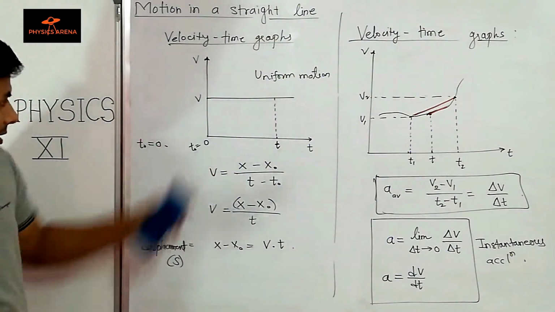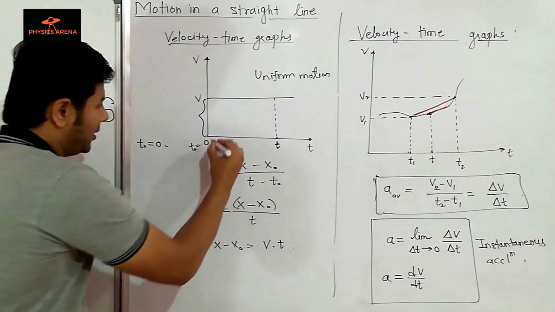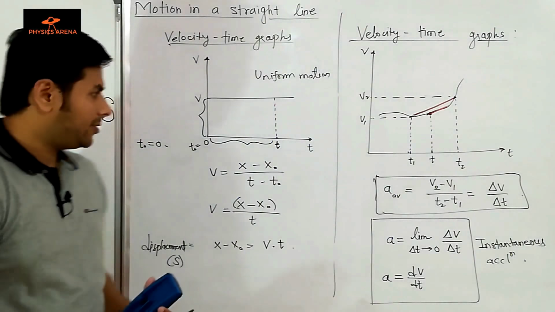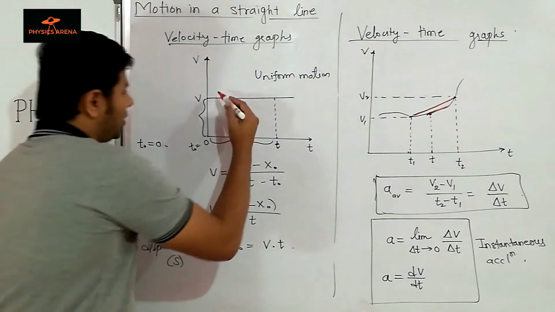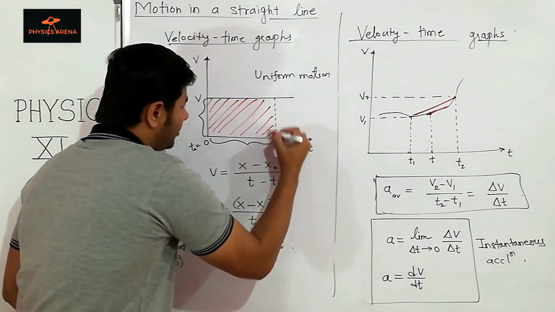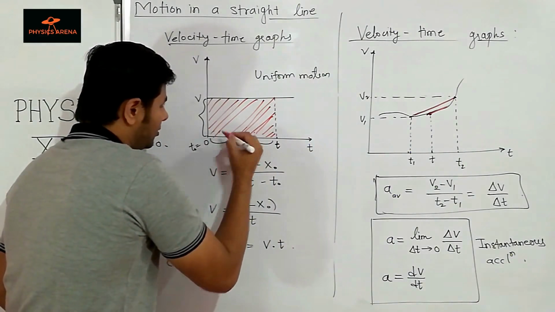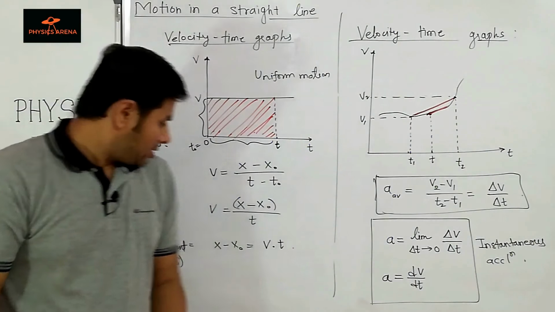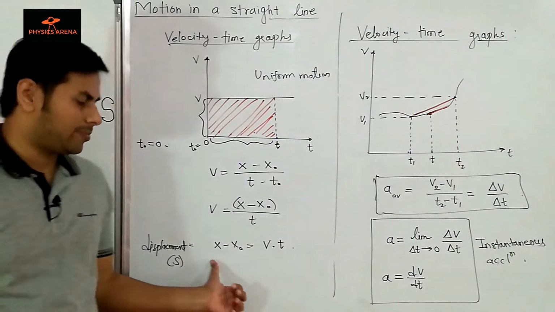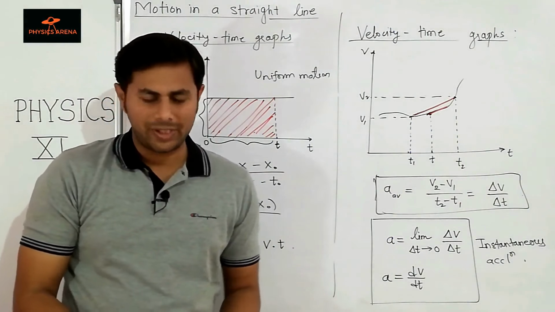You have to observe here that v is this side and t is this side. So what will be v multiplied by t? It will be the area under this v versus t graph, so this shaded area. Okay, so what does this shaded area give us? It gives us displacement. So we got something new here, some new information.